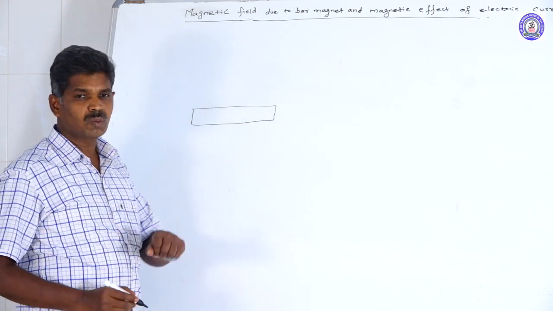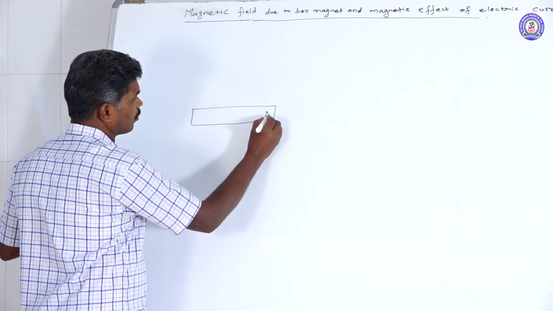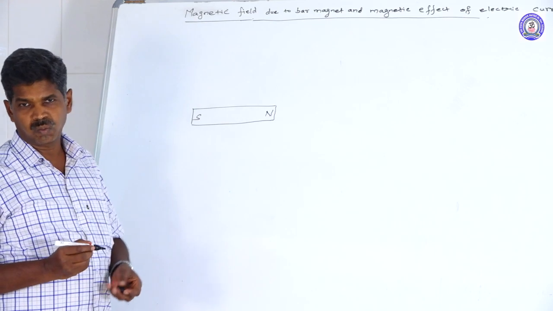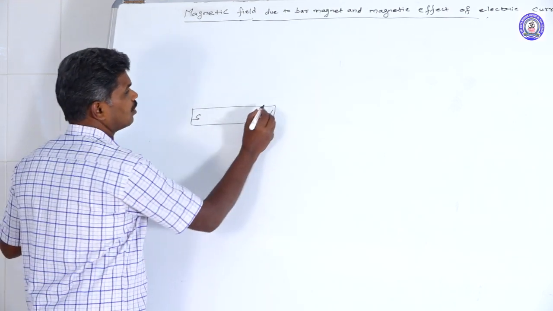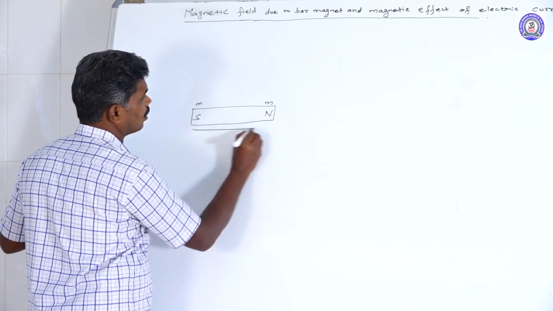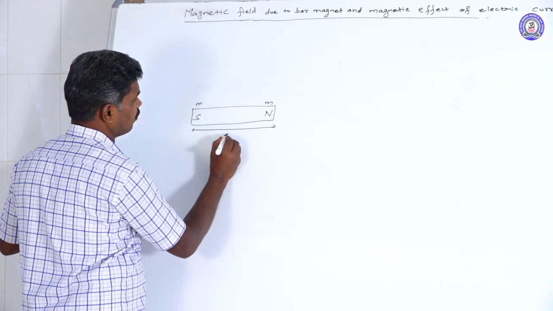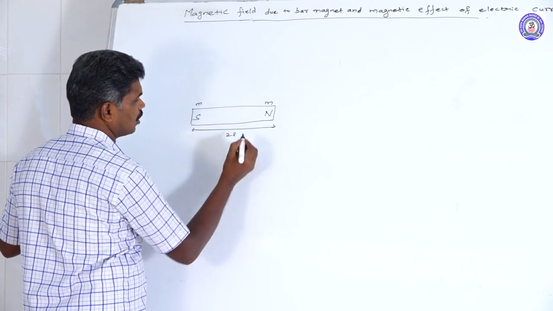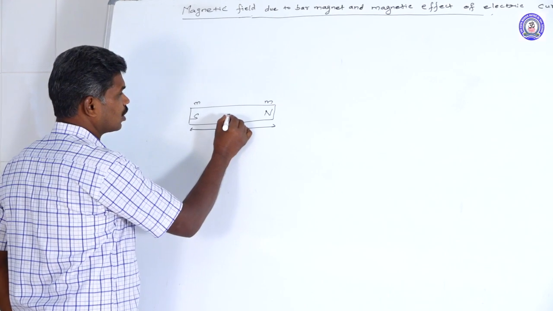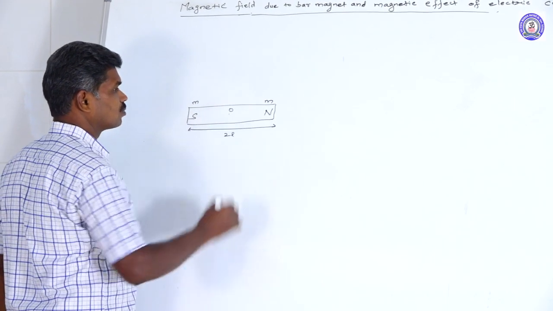There we have two poles, north pole and south pole. The pole strength we will mention as small m. There we have a length of our magnet. Let me assume that it is 2L. At the midpoint, we are going to represent it as O.